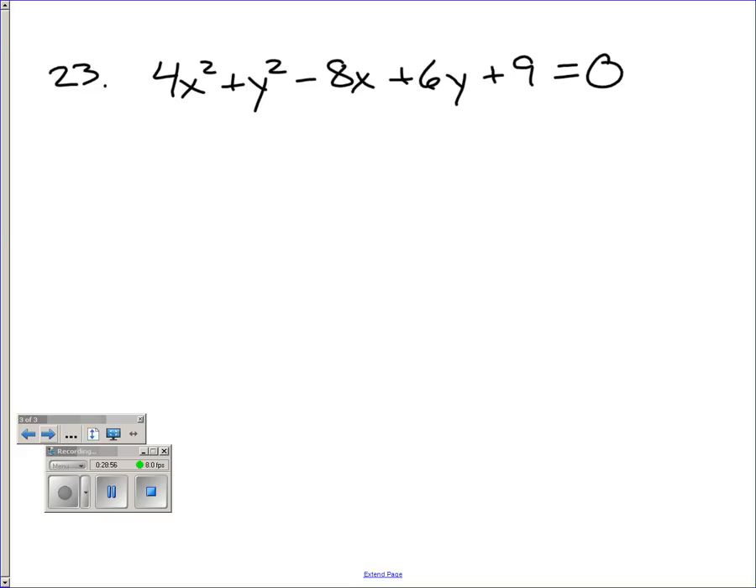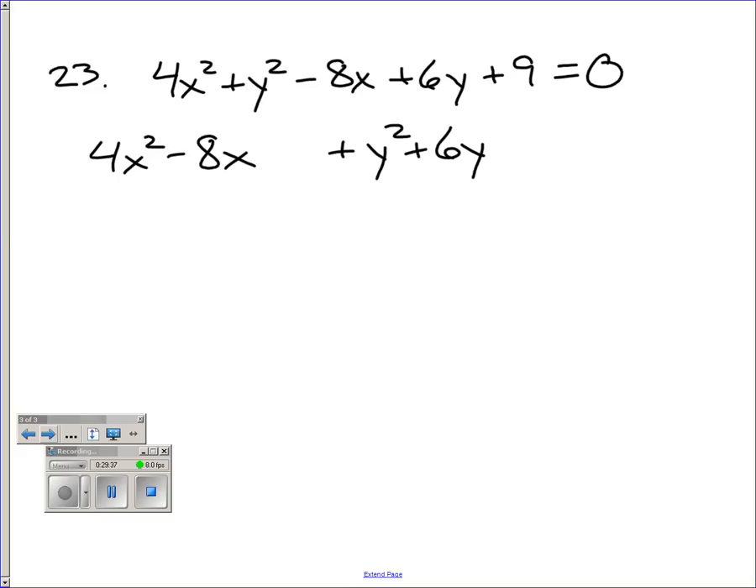Do you want to turn this into the format that was used for 19? Yes, we're turning this into standard form, which is like 19 and 21. But this is just like what we did in the first section with circles, Section 2. We're going to have to complete the square. And so we've got to group the variables together that are alike. So 4x squared minus 8x. Leave a little space after the 8x because you're going to have to put something there when you complete the square. Then put the plus y squared plus 6y.